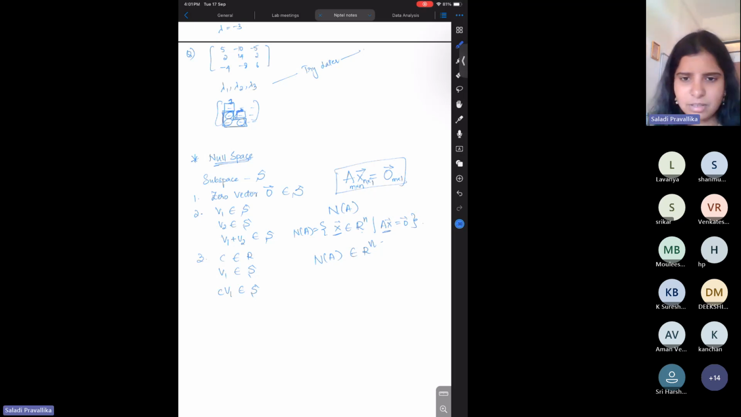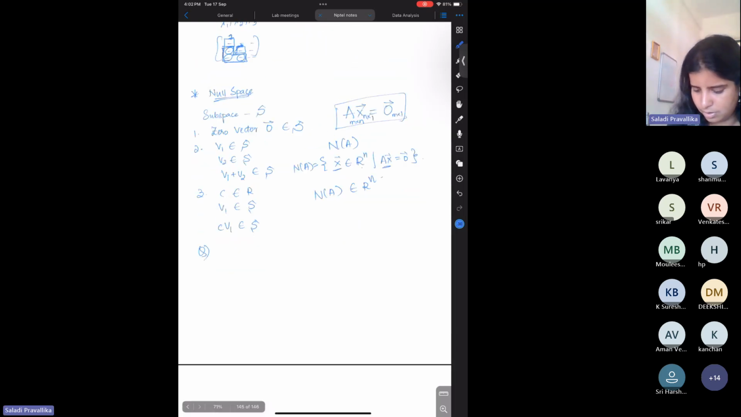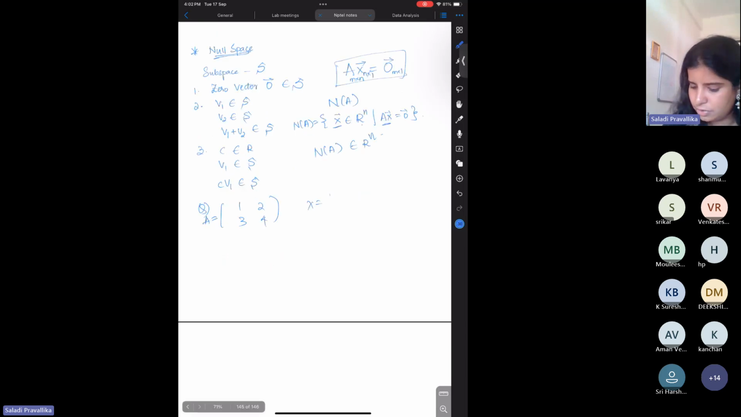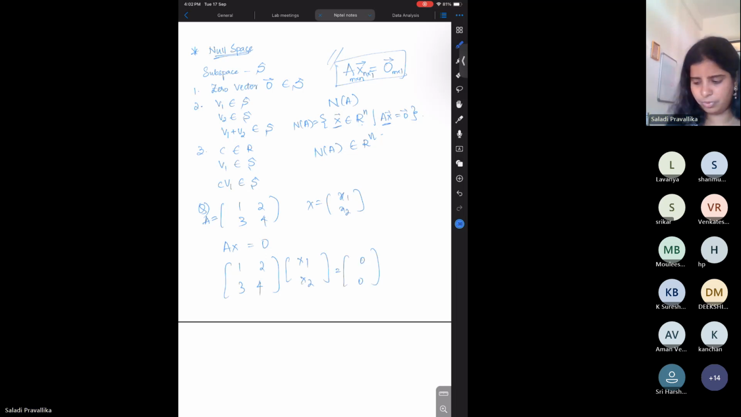Hope I made some sense, but even I'm not sure if I made any sense to you. So let's look at an example, so that it will be easier for all of us. This is my matrix A, and X should be X1 and X2, right? According to the condition for null space, we have to write AX equal to 0. So the matrix 1, 2, 3, 4 times X1, X2 should be equal to 0, 0.